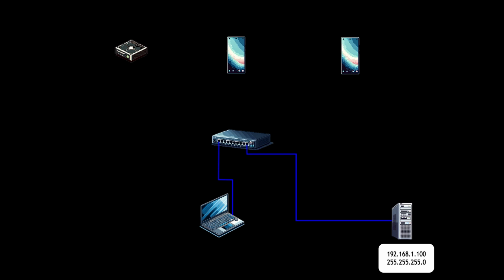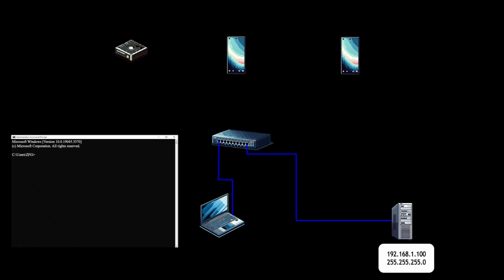ARP stands for Address Resolution Protocol, and it's used to map IP addresses to MAC addresses. The ARP table contains a list of known IP to MAC addresses. On Windows, to see the ARP table, you use the command arp -a in the command prompt. You will notice that our media server is not listed. In our scenario, since our media server is a brand new device on the network, our laptop doesn't have a record of the MAC address.